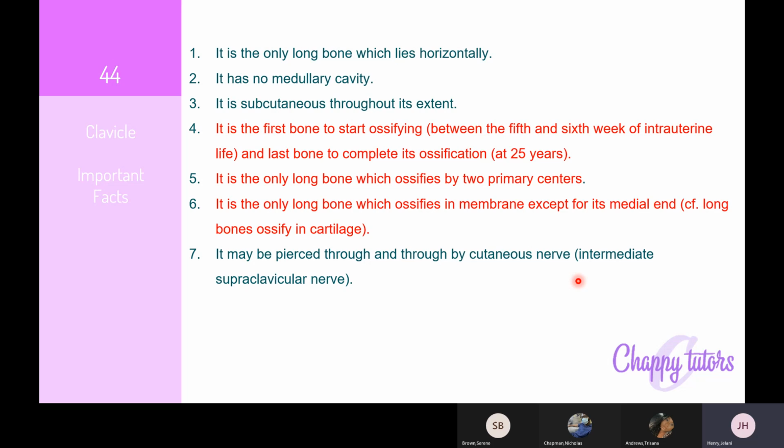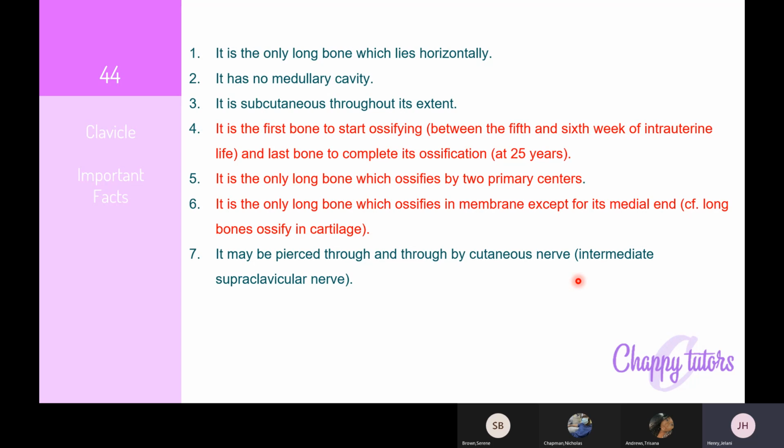It is actually the first bone to begin ossifying. Ossifying refers to development of the bone, right? But you would do ossification in histology later on. It's the first bone to start ossifying, and it begins between the 5th and 6th week of intrauterine life, and is the last bone to complete ossification at about 25 years, right?